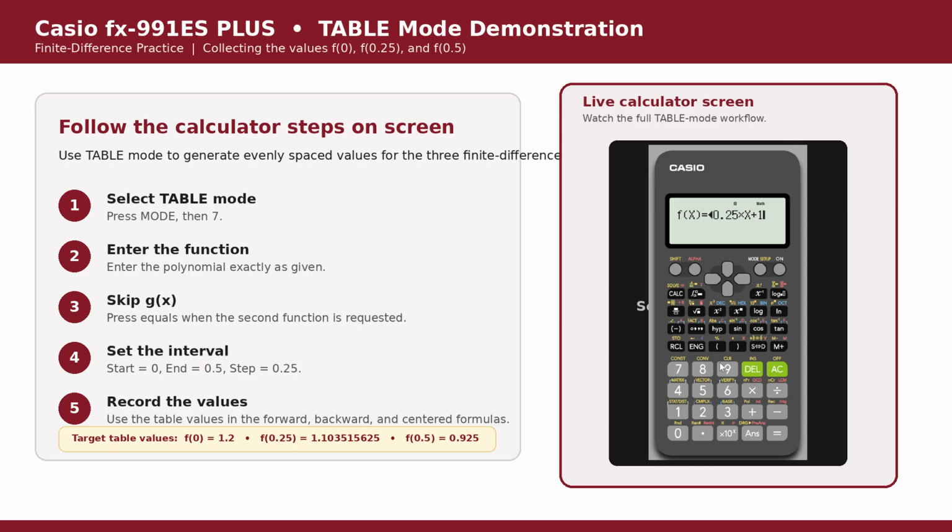At x equals 0, f of x is 1.2. At x equals 0.25, f of x is 1.1035155625. At x equals 0.5, f of x is 0.925. Record these three values carefully. They will be used immediately in the forward, backward, and centered finite difference formulas.